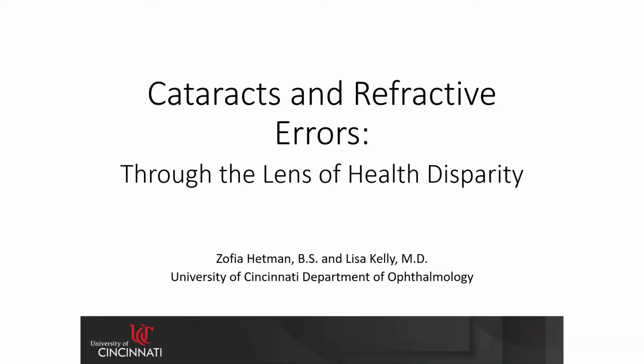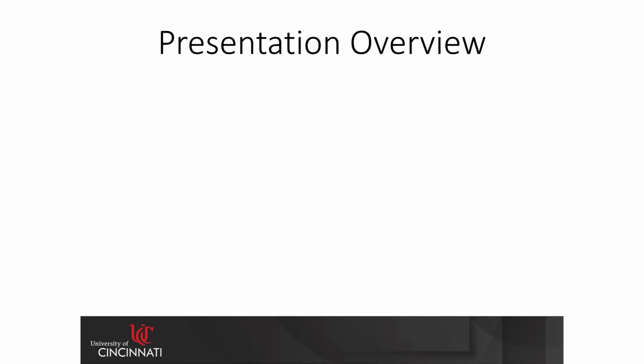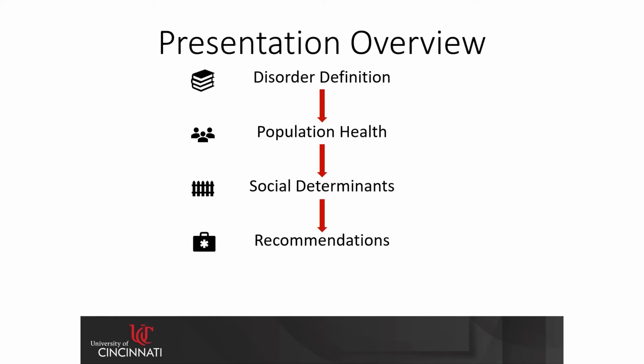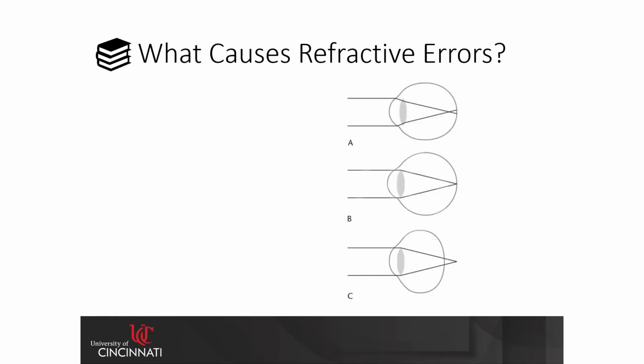In this video, we will examine health disparities in the fields of refractive errors and cataracts. We will begin by defining these conditions, discussing population health, then move on to barriers and social determinants before concluding with recommendations for the future. So, what are refractive errors?